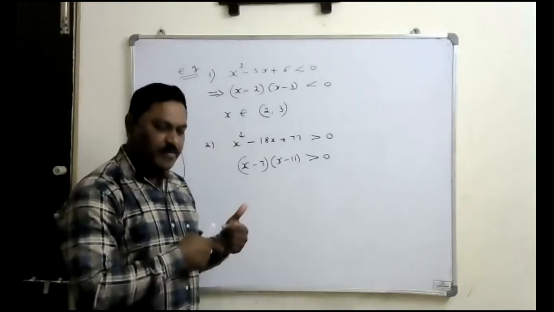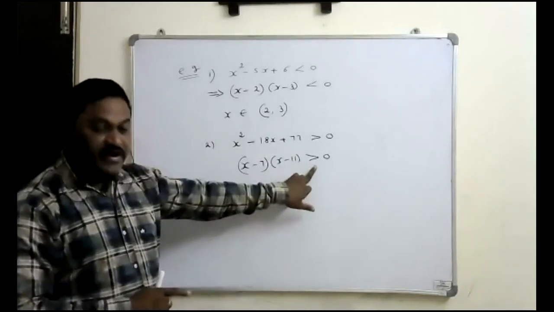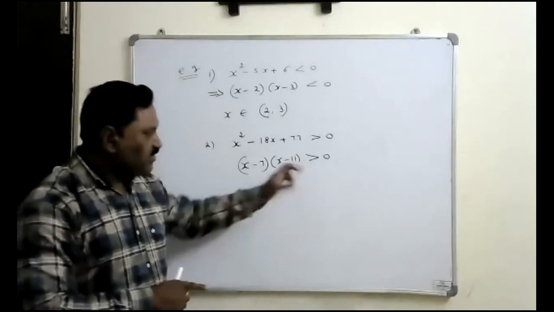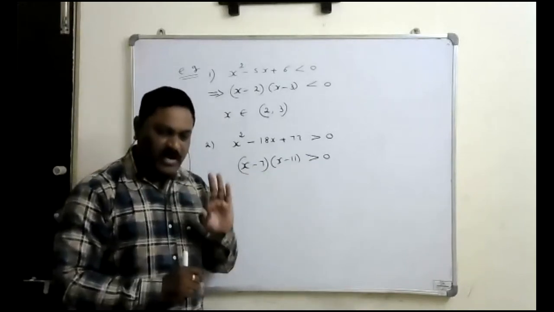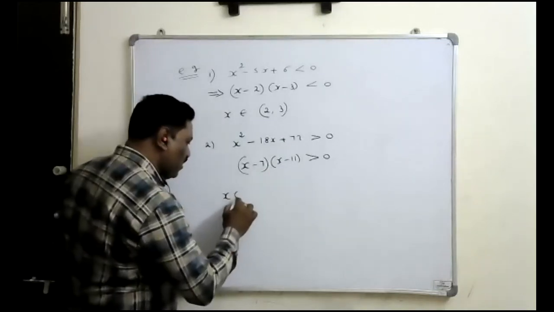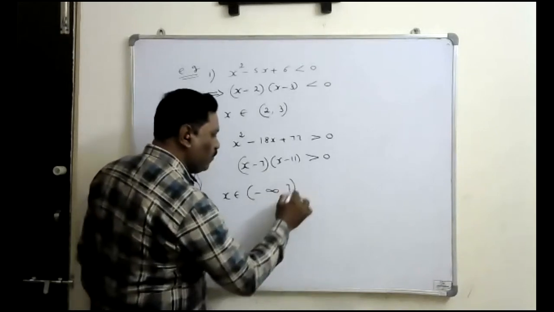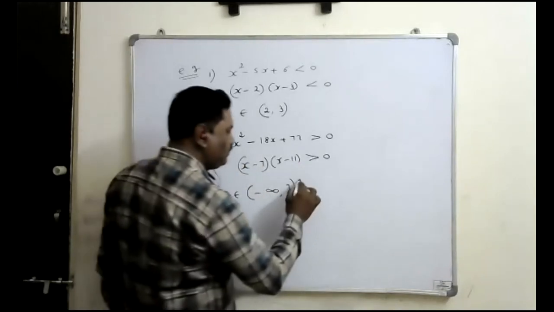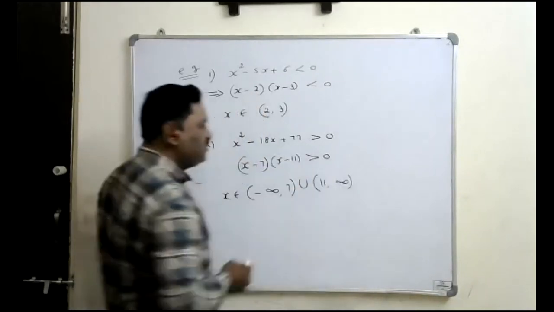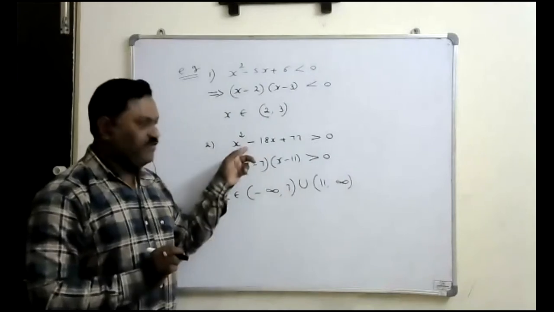So we have to take the smaller root as alpha and the bigger root as beta. So what is this product? Greater than 0, greater than means positive. So when this product is positive, then we have to recollect the third formula, that is x belongs to minus infinity to alpha, where alpha is 7, open bracket, equal to is not there, or means union, beta means 11 to infinity. This is the interval for the x. This is called the solution of this inequation.